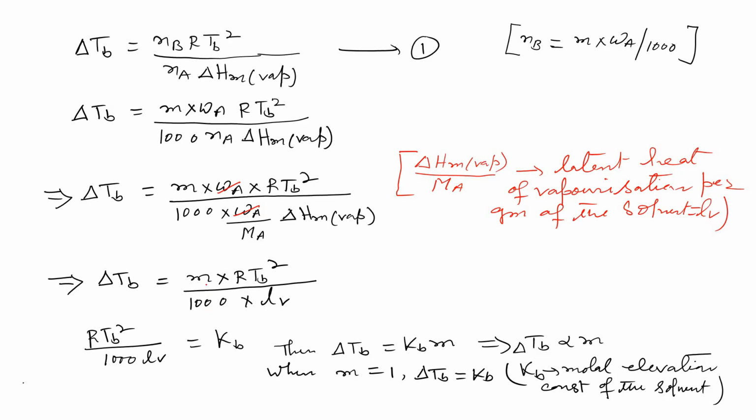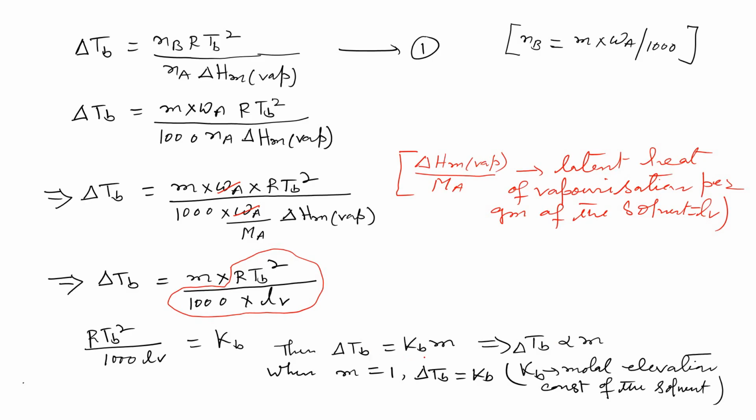So now this R is constant, Tb, that is the boiling point of the pure solvent, is constant, 1000 is constant, lv is constant, the latent heat of vaporization per gram of the solvent. So this whole thing is constant. So RTb square by 1000 lv we are taking as a constant Kb. This Kb is the molal elevation constant of the solvent. So delta Tb is equal to Kb into m. So delta Tb is proportional to m.